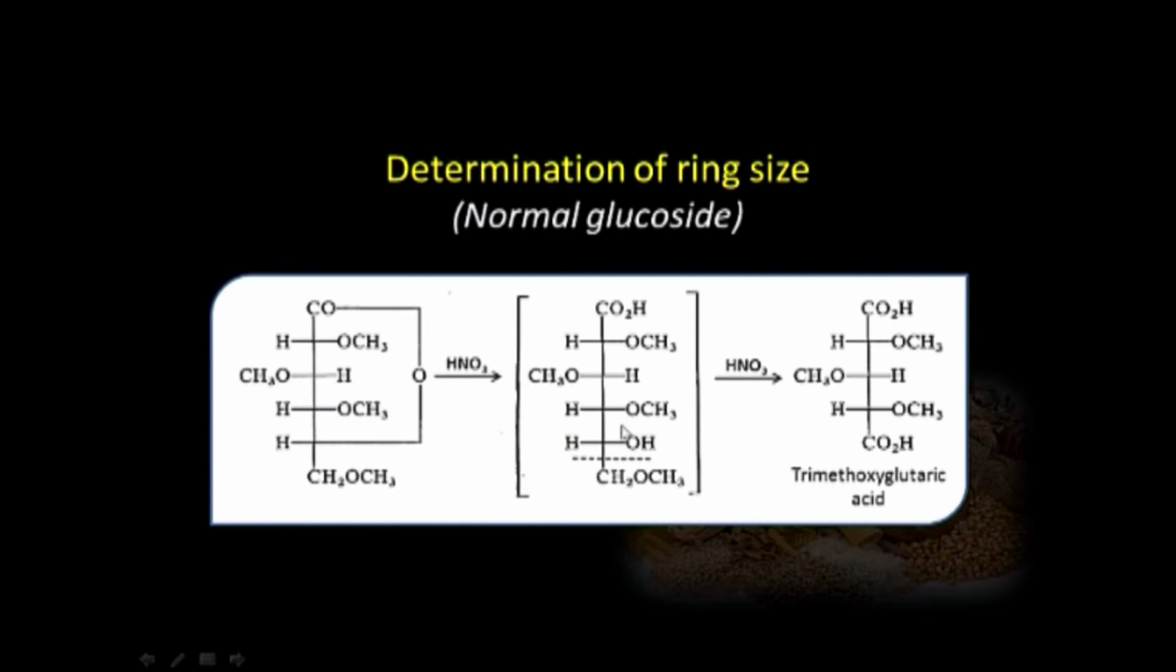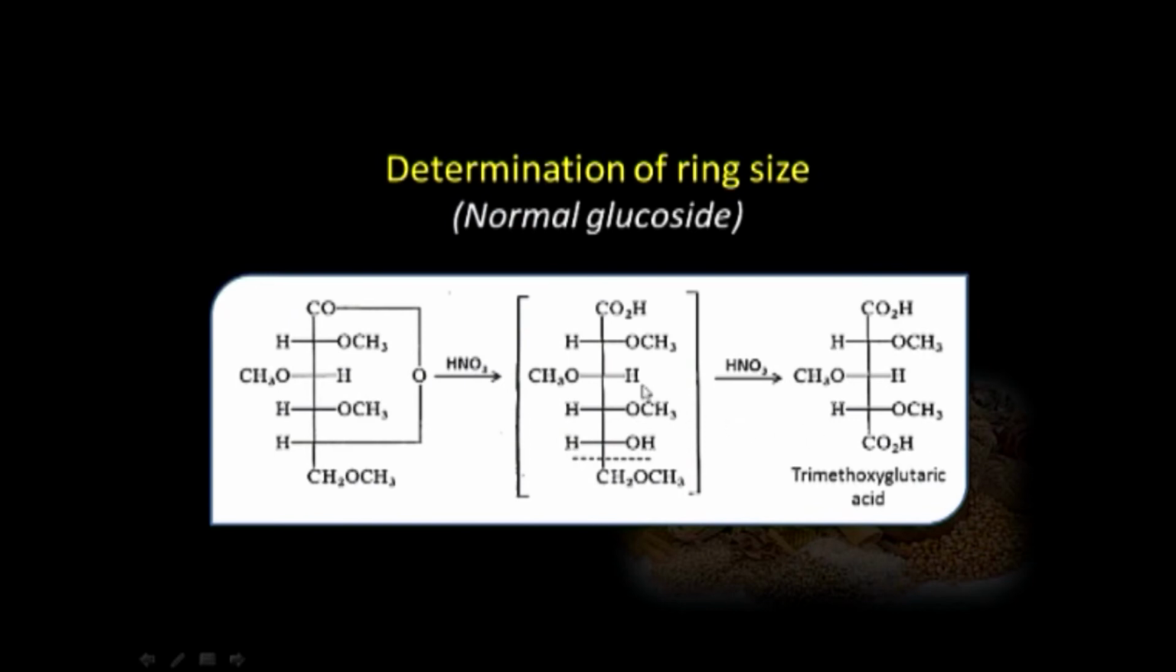If the bond is there at this position, that is, a hydroxyl group at carbon number 4 is there, or hydroxyl at carbon number 5 is there, if this bond breaks, then what will happen? We will get a 4 carbon fraction and a 2 carbon fraction. In this compound, on cleavage finally, a 5 carbon fraction was obtained along with a 4 carbon fraction.